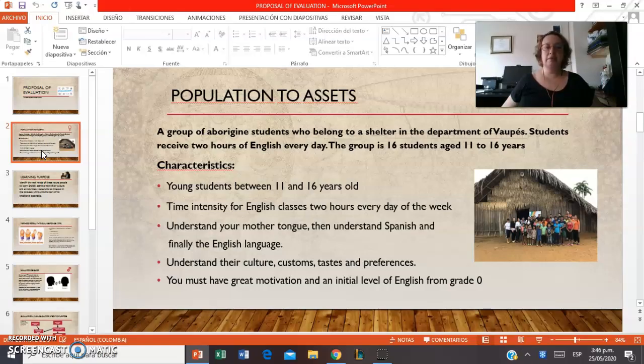In this part it is necessary to specify this activity because learning English for the Indigenous is very difficult. All methodologies for learning English are based on experience and routine specific to the environment. But for Aborigines it is very difficult because the environment is reduced and is different due to the traditions and the culture. It is necessary for the group to understand their culture, customs, tastes, and preferences, and you must have great motivation and an initial English level of grade 0.